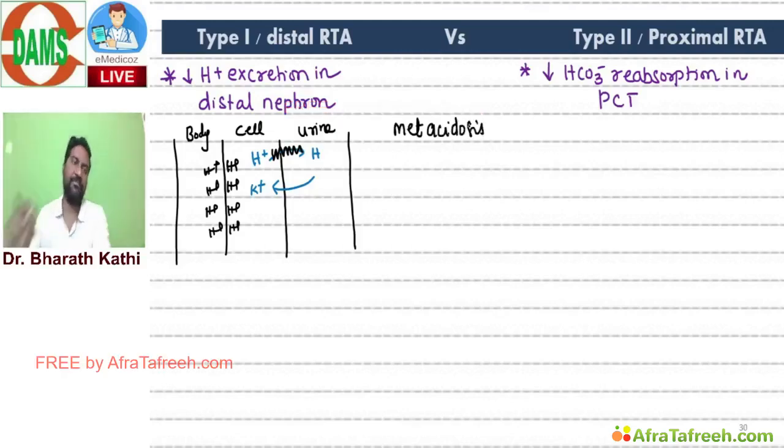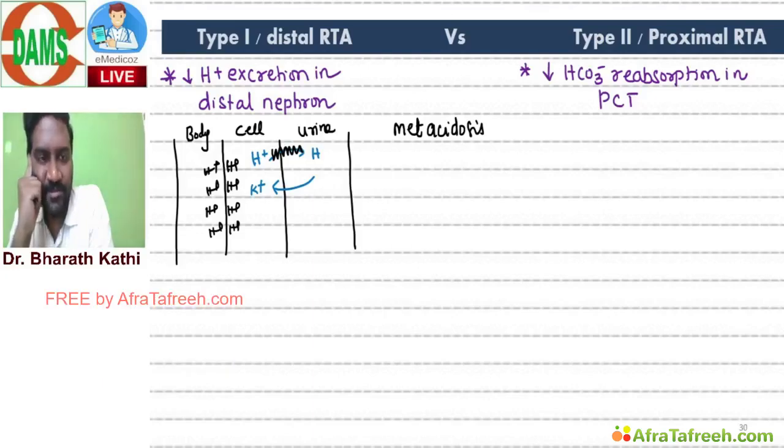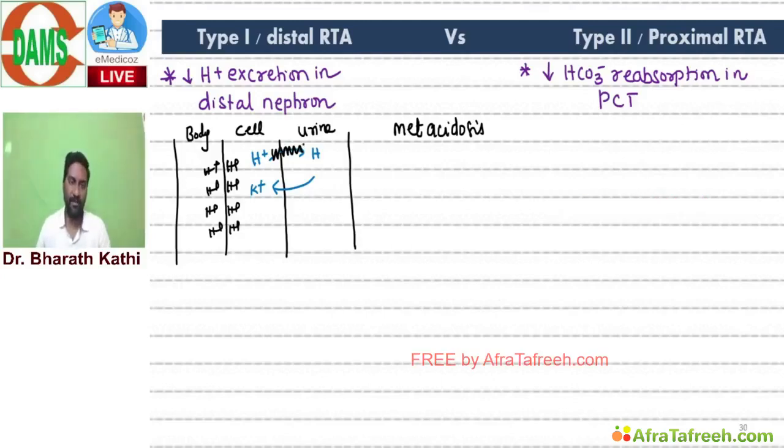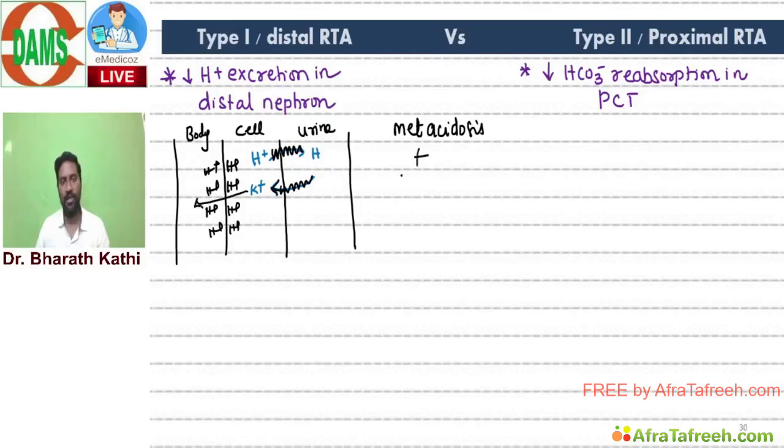Normally H plus should be excreted out from the distal tubule. Because H plus is not getting excreted from the distal nephron, H plus fills within the body. Whenever H plus increases, it is metabolic acidosis. Now whenever H plus is not going out, what will not come inside? K plus will not come inside, because K plus is not going into the body, this patient will also develop hypokalemia.